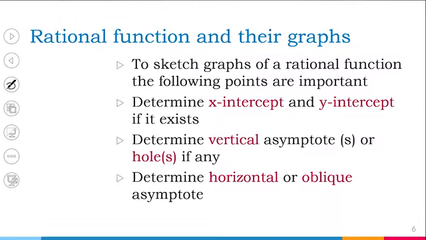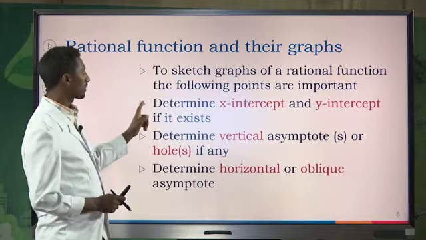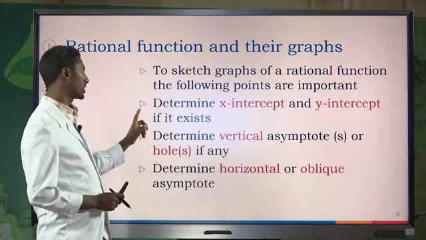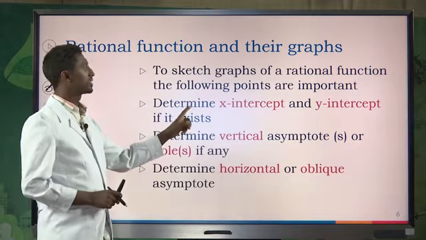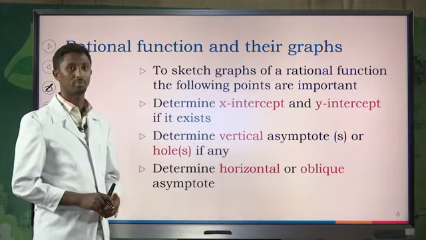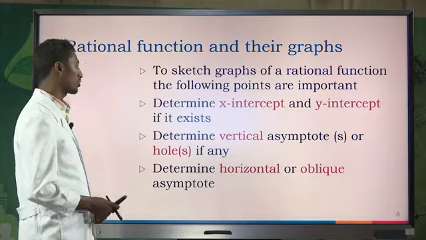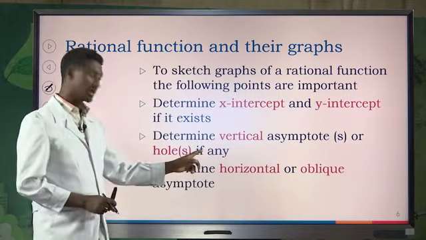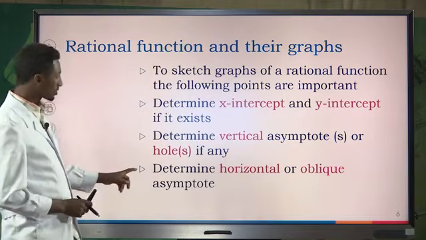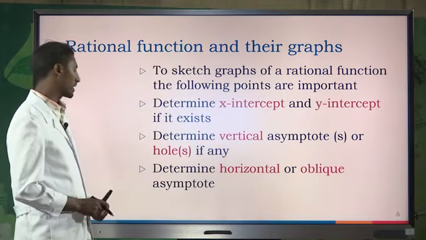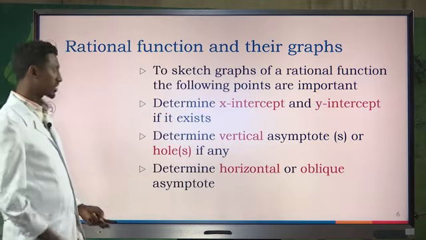Rational functions and their graphs. To sketch a graph of a rational function, we have to follow these procedures. First, determine the x-intercept and y-intercept of the graph if they exist. Second, determine the vertical asymptotes. It may have more than one, or a hole if it exists. And also determine the horizontal or oblique asymptote of the given rational function.